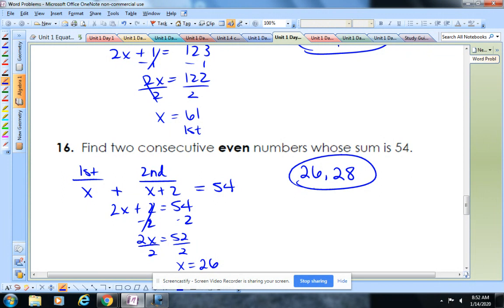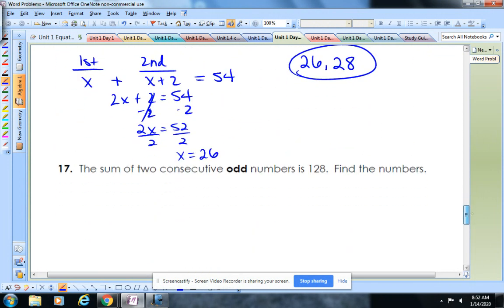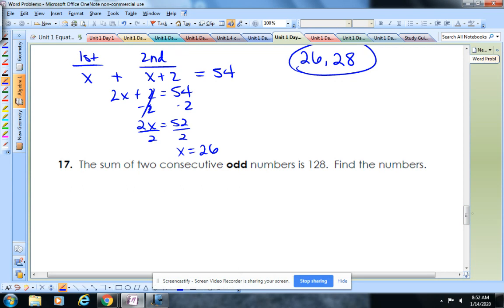All right. Y'all try number 17. Same thing, but it's wanting odds. And you do odds just like evens. It's x and x plus 2. 128 is not odd. It says their sum is that. Read the problem. Nope, you need help. When you finish, you should have 2 odd numbers.